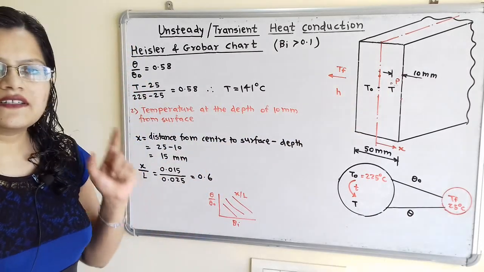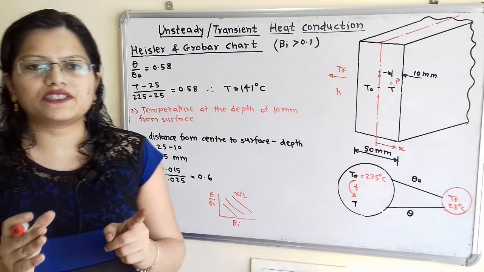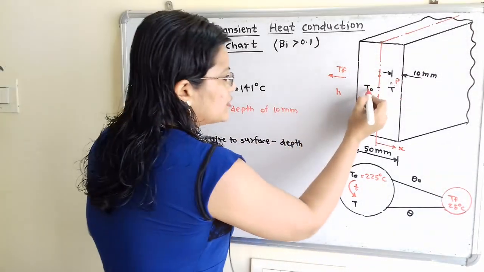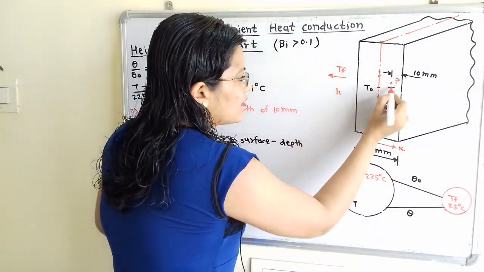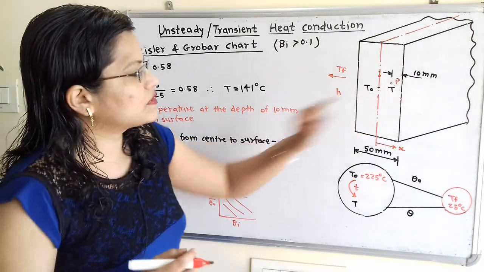We will consider the initial temperature at the center as given. So the initial temperature at the center at time t equal to 0 is T0, and the temperature at this point P we will consider as T. Now we have to find out this T.